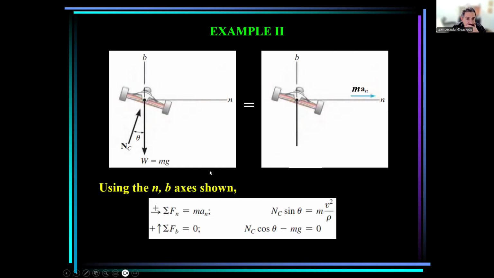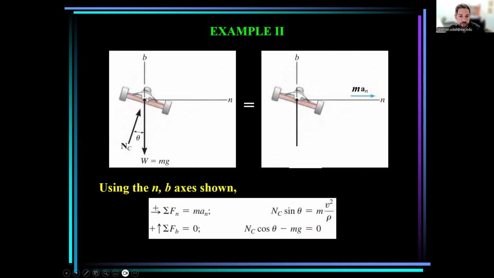So here we go with the B and N axes that we've got drawn up. We don't really need the T axis. It's not going to influence how much we want to slide. And so we can sum the forces in the N, and we've got the normal component N_C times the sine of theta would give us the component in the N direction. And then the mass, we're just going to put it as m still, times the acceleration in the N, v squared over rho. So that's pretty nice.